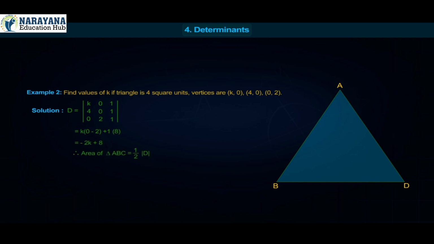Therefore, the area of triangle ABC is equal to 1 upon 2 into modulus of D. Therefore, 4 is equal to 1 upon 2 into modulus of (minus 2K plus 8). Therefore, 4 is equal to modulus of (minus K plus 4). Therefore, minus K plus 4 is equal to 4 or minus K plus 4 is equal to minus 4. Therefore, K is equal to 0 or K is equal to 8.